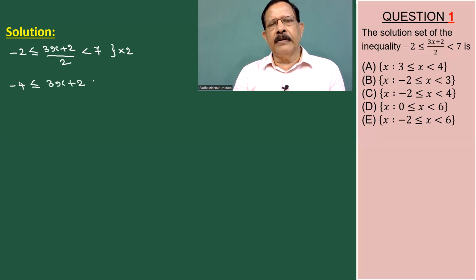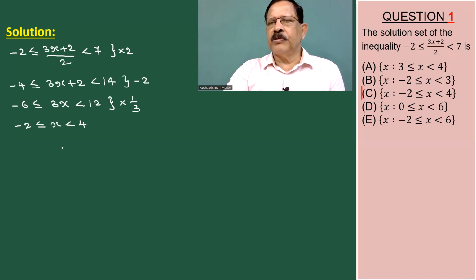Now we are getting -4 ≤ 3x + 2 < 14. Now you add -2 or subtract 2. No change, so -6, the inequality will not change: -6 ≤ 3x < 12. Now multiply by a positive quantity, 1/3. So -2 ≤ x < 4. So the answer is option C. Simple question. Now let's go to the next question.